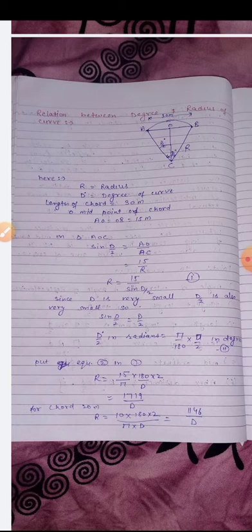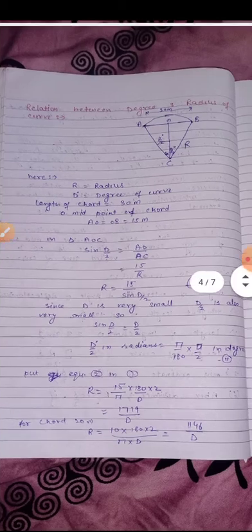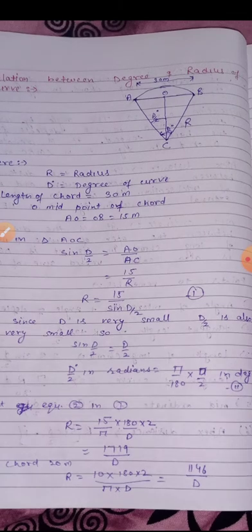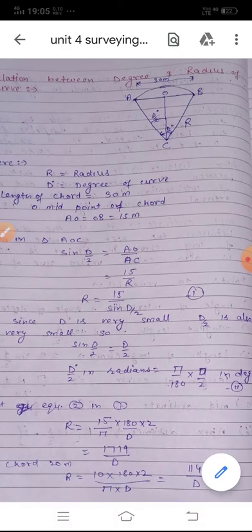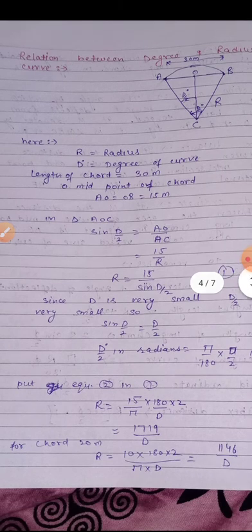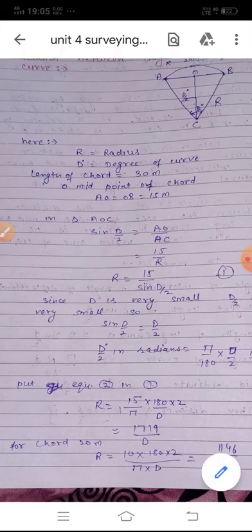Okay, here we design a curve. It is A to B. Here R is the radius and D is the degree of the curve. The length of chord is 30 meters. O is the midpoint of the chord, and OA is equal to OB is equal to 15 meters.